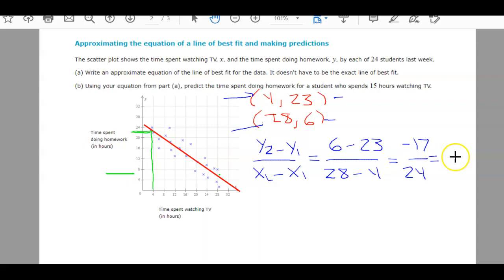And if I simplify that, that's going to give me 0.708. So let's round that to a negative. I'm going to put it down here. So we're going to say that our slope then is negative 17 divided by 24, and then we'll round that, and we'll say that's about negative 0.71.